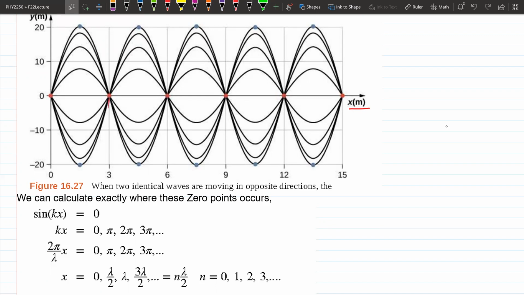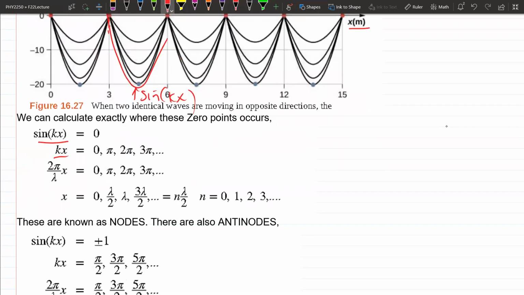These points can be found because this depends on the sine function, right? This is basically the big sine function. We can find these points by figuring out where sine of kx is equal to 0. Well, sine of kx is equal to 0 whenever k times x is some multiple of pi: either 0, pi, 2 pi, 3 pi, 4 pi, 6 pi.